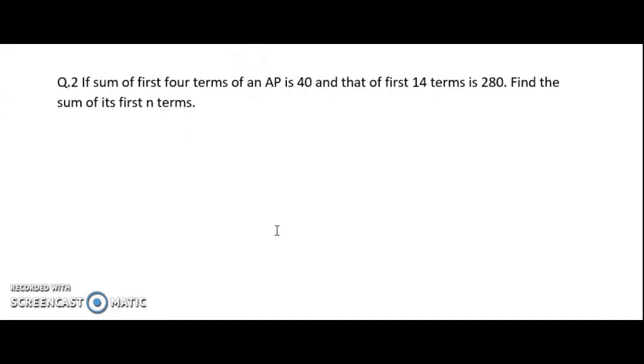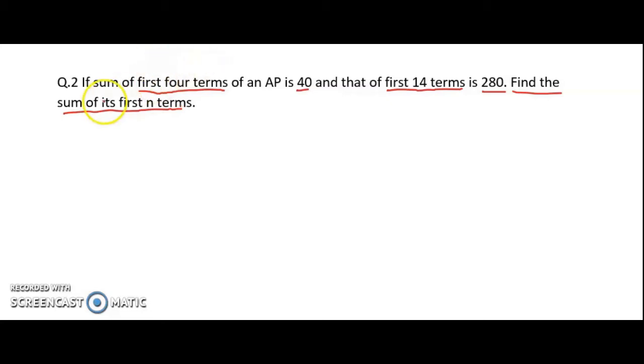Let's see question number 2. If the sum of the first 4 terms of an AP is 40, and the sum of the first 14 terms is 280, find the sum of the first n terms.